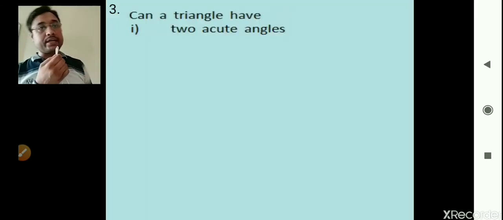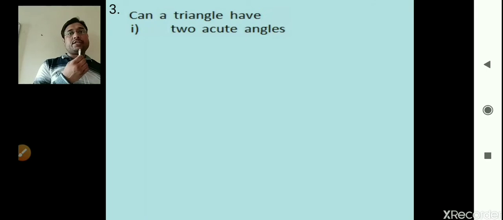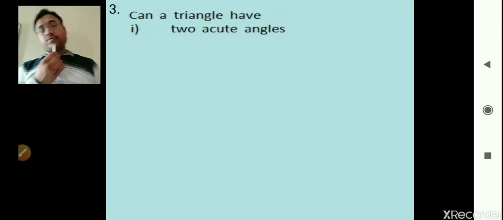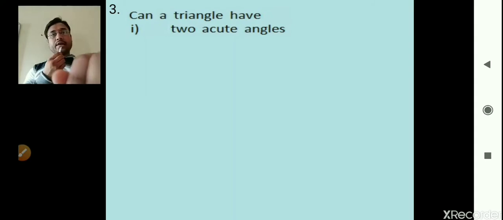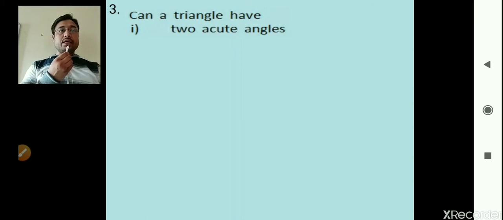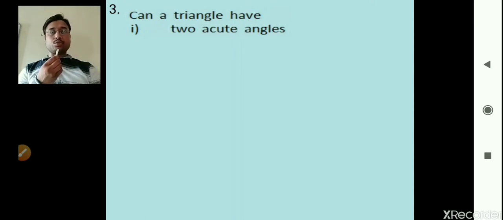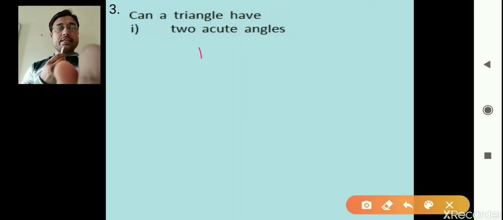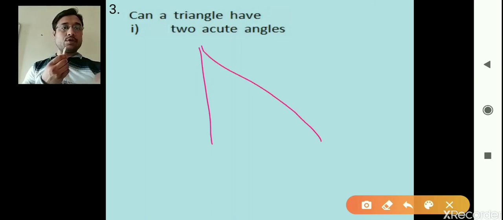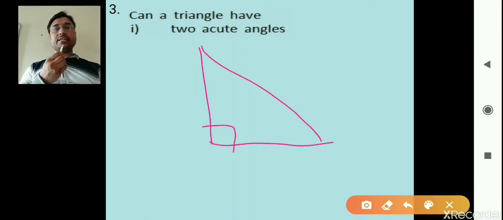Next, can a triangle have two acute angles? You have to identify and say whether it is a fact or not. Yes, a triangle can have two acute angles. In an acute triangle, all the angles are acute only. Similarly, in a right angle triangle, if you draw a right angle triangle where this angle is 90 degree, the other two angles are acute only.